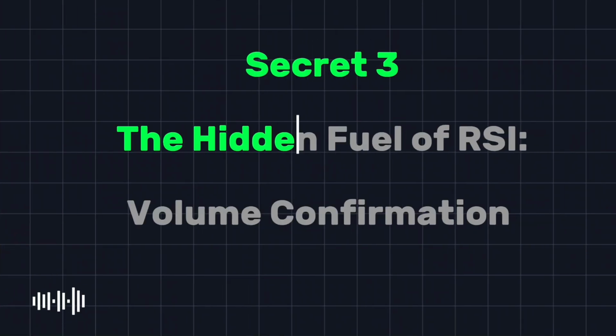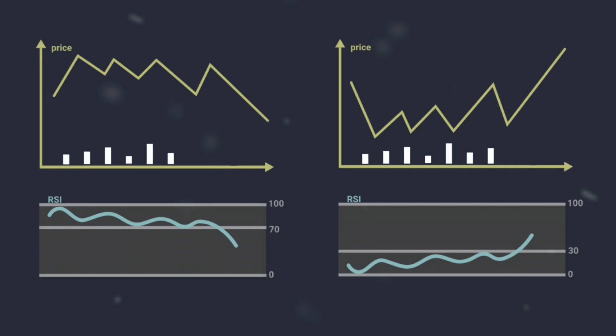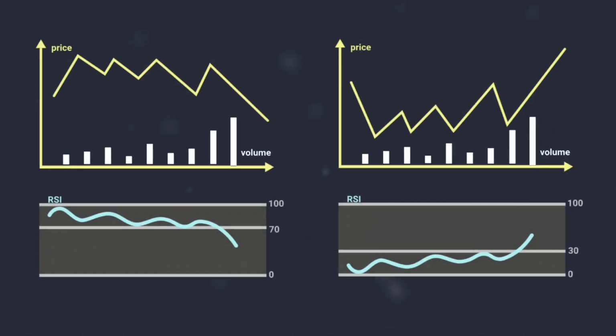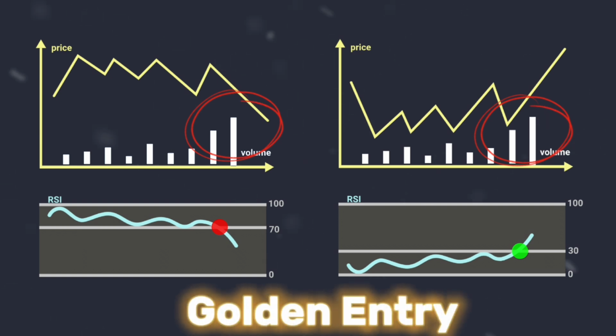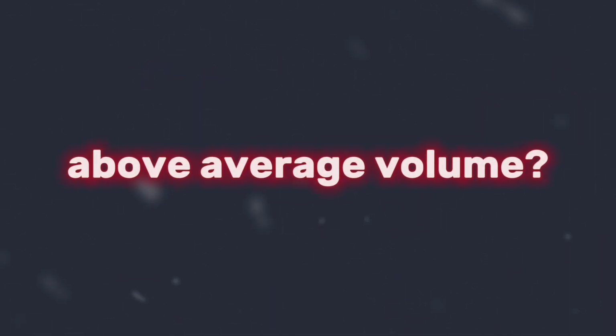Secret 3: The hidden fuel of RSI, volume confirmation. One of the most overlooked tricks is combining RSI with volume spikes. When RSI reaches overbought or oversold levels, and volume is above average, that's your golden entry, high probability and strong momentum. So how do you define above average volume?